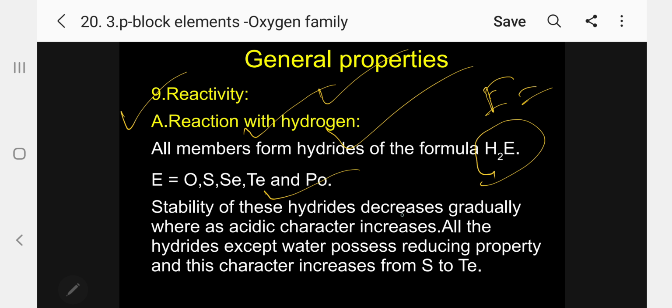Stability of these hydrides decreases gradually, whereas acidic character increases. All the hydrides except water possess reducing property. Water is neutral. And this character increases from sulfur to tellurium. Please follow.